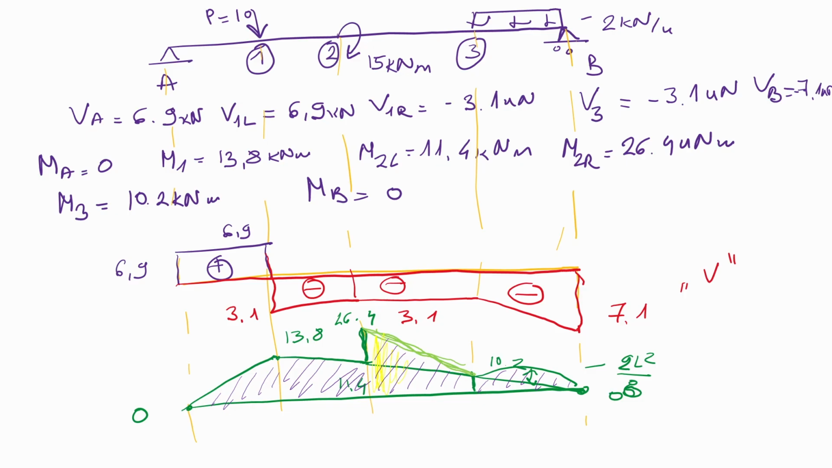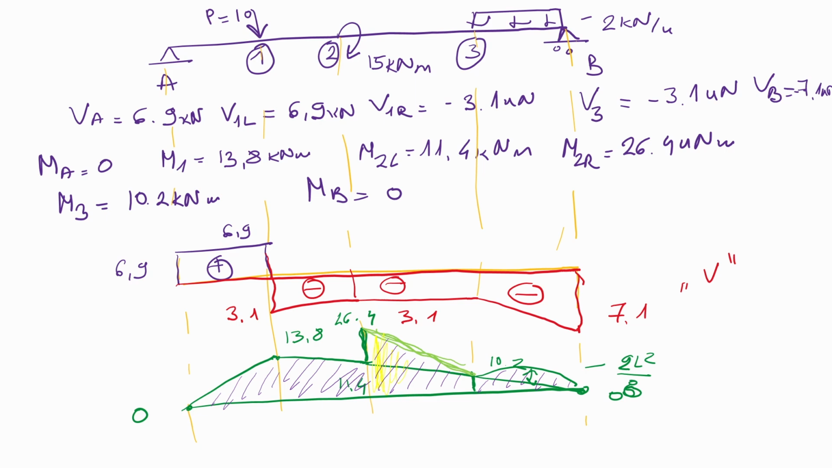Now we have to draw the moment and shear diagram. So we have all internal forces already determined. Firstly, we can do the shear force diagram. So at point A, we have 6.9. At point 1 left, we have 6.9. We connect the 2 points, and that will be our first part of the diagram.